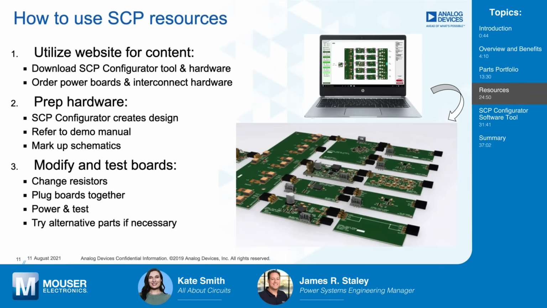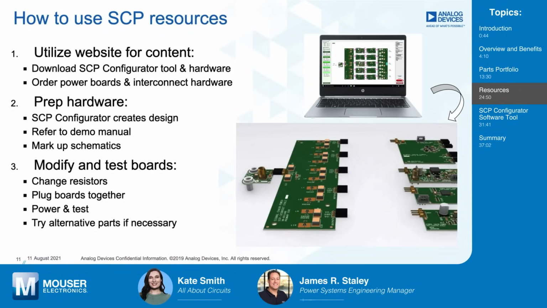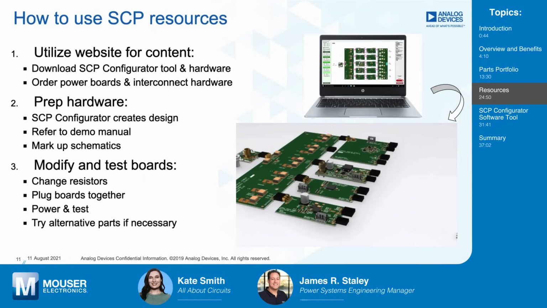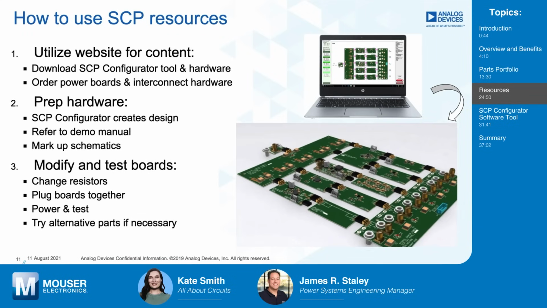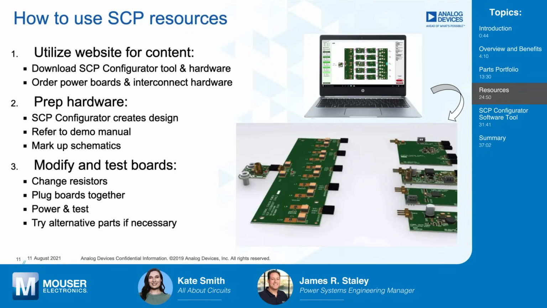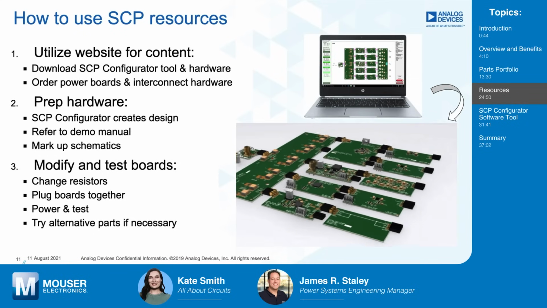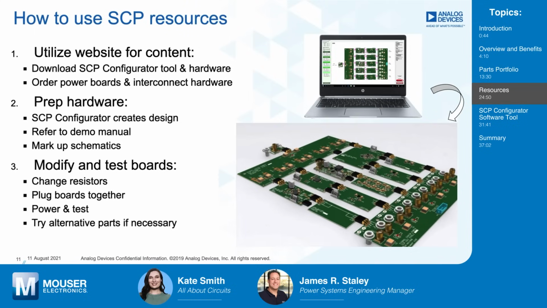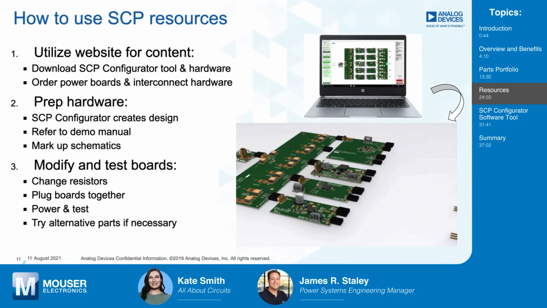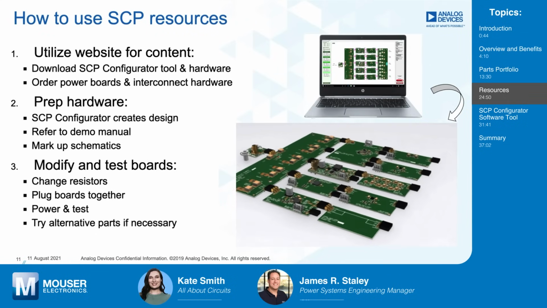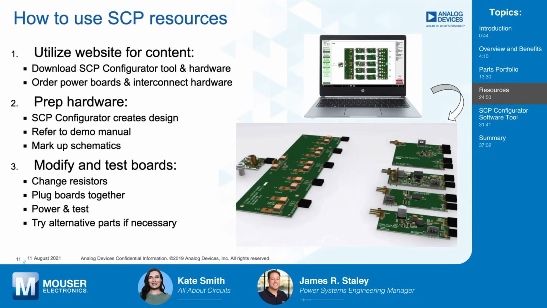Step 2 would be to prep the hardware. While the SAP configurator or software tool creates the design, all the collateral that you can also download from Mouser.com is the individual demo manuals and schematics and bills of material. Those are things that you'll need later on. You'll follow the application guides to choose, for example, the resistors for the output voltage you need to program, all of the most common voltages that you might need, sometimes in 1 volt increments. They're in a chart in those application manuals. So you just go to the lab, change the resistors based on what the application manual said to, plug the boards together, power and test them individually, then plug them up as a system and use them in your actual application.